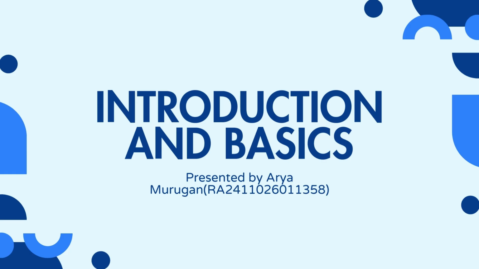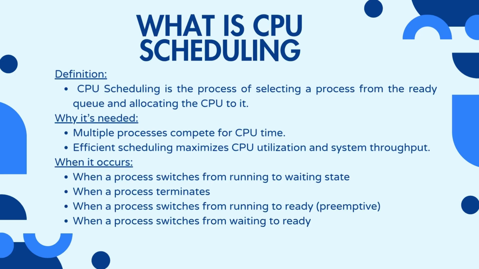RA241102601135. Today we'll be exploring the concept of CPU scheduling, a fundamental part of how operating systems manage processes. In this presentation, we'll cover what CPU scheduling is, its objectives, the main types of scheduling algorithms, and key terms you need to understand to grasp how these systems work effectively. Let's dive in. What is CPU scheduling?